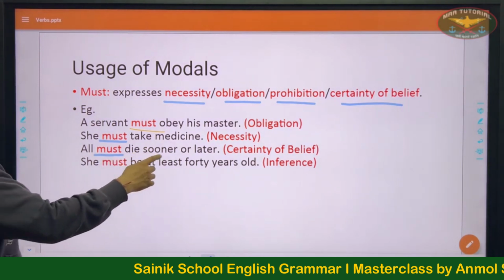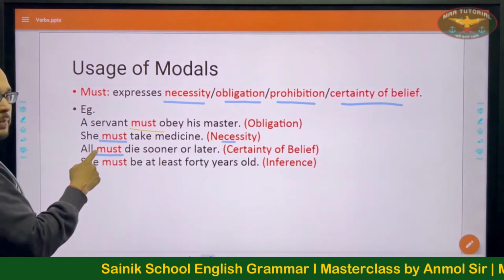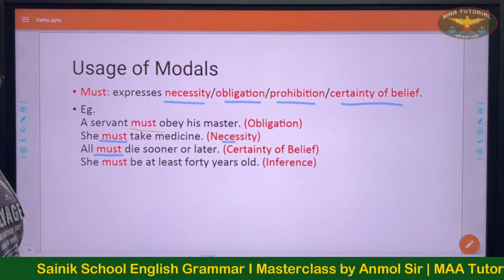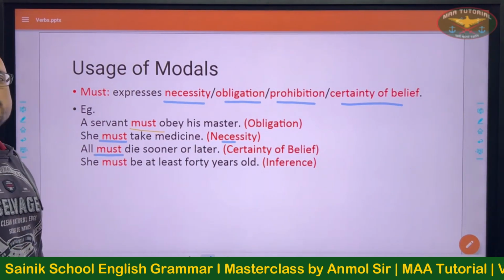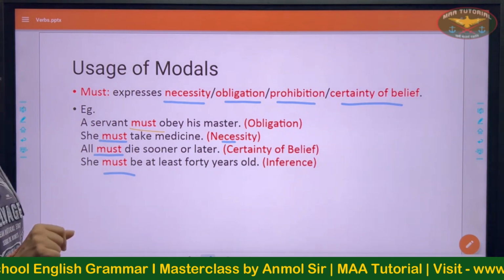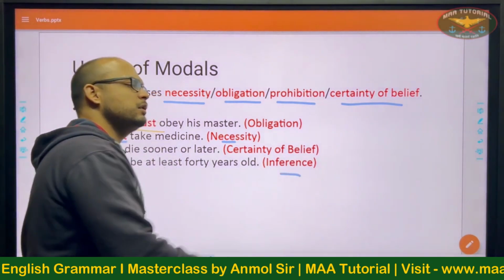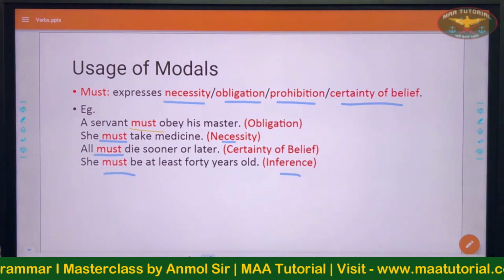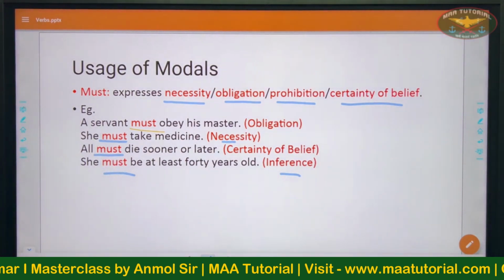She must take medicine. Necessity, if she wants to get better, she must take medicine. You must study. If you want to clear your examinations and become very successful, you must work hard. She must be at least 40 years old. This is inference. I saw a woman. Somebody asked, how old was she? Well, she must be 40 years old. She looked somewhere around that. She must be 40 years old.